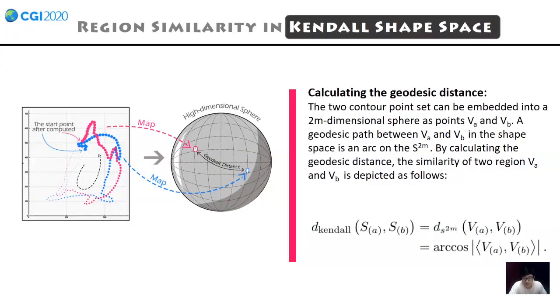After constructing the pre-shape space, we can calculate the geodesic distance between two shapes, and visualize the shape space as S2M, as this figure shows. The two contours are embedded into a 2M dimensional sphere as points VA and VB. M is the number of contour points. The geodesic path between VA and VB in the shape space is an arc on the S2M. By calculating the geodesic distance, the similarity of two regions is obtained.